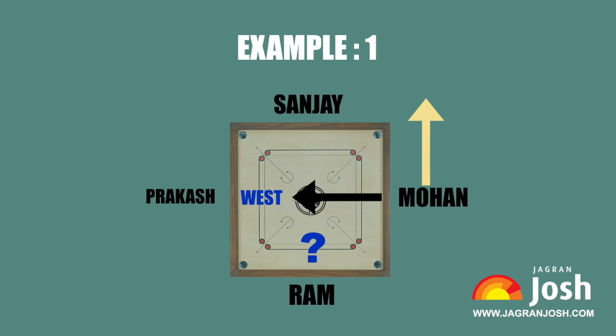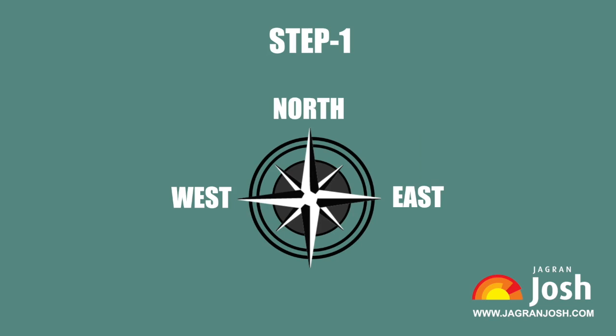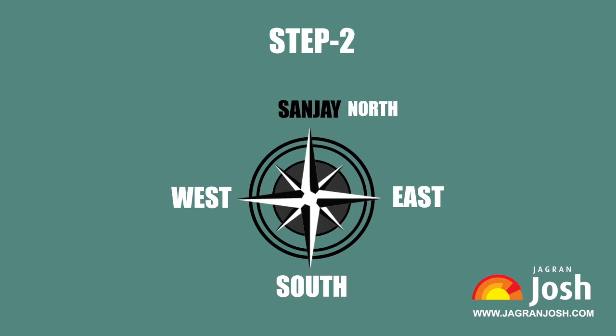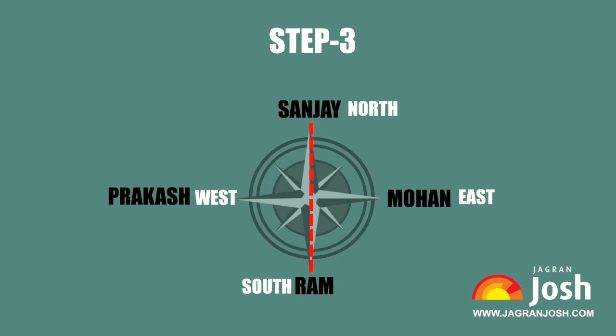Solution. This problem is based on direction sense. Step 1. We can represent the 4 directions, east, west, north and south, in the following manner. Step 2. Sanjay is in the north. Mohan is sitting towards the east. Step 3. Therefore, Ram is facing towards north.